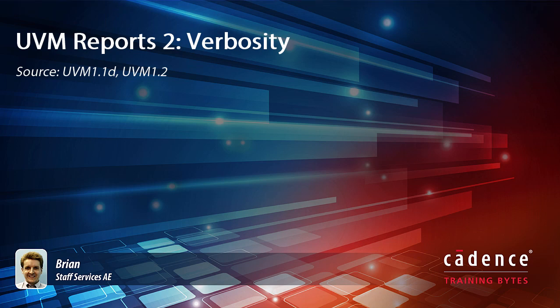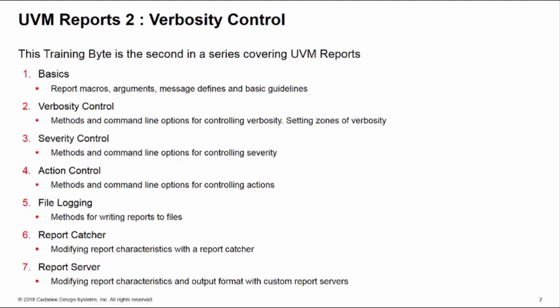This is the second in a series of training bytes covering the control and customization of UVM reports. If you haven't already, we recommend you take the basics training byte first. That talks about the terminology and the functionality for reports and gives you some useful tips on message defines and basic guidelines. But in this training byte, we're going to have a look at verbosity control, specifically methods and command line options for controlling verbosity, which allows you to set up different zones of verbosity inside of your UVM environment.